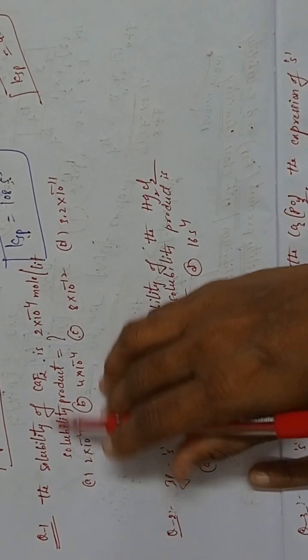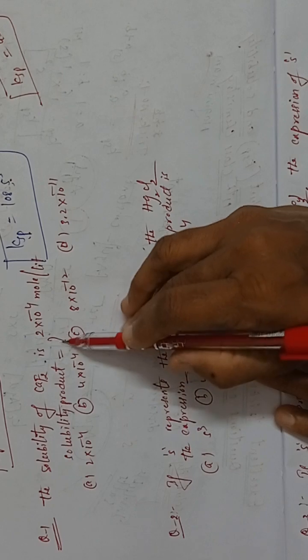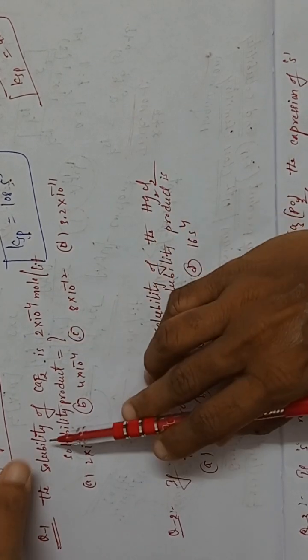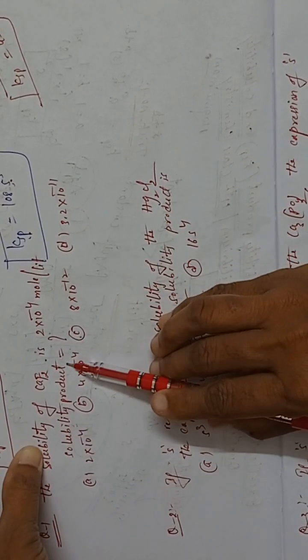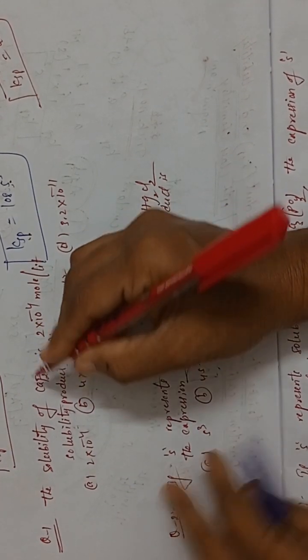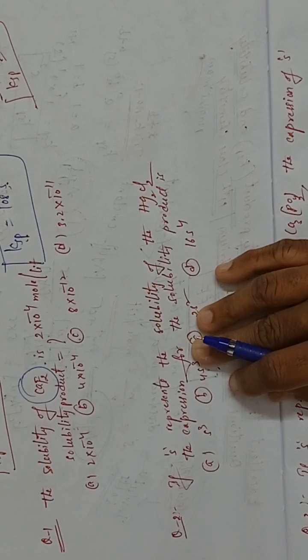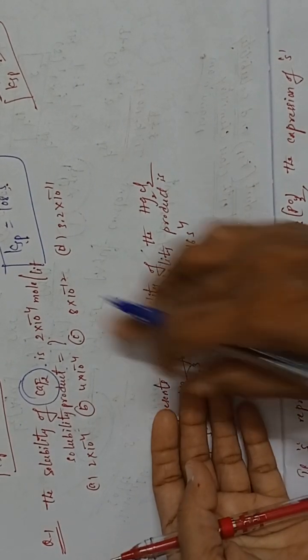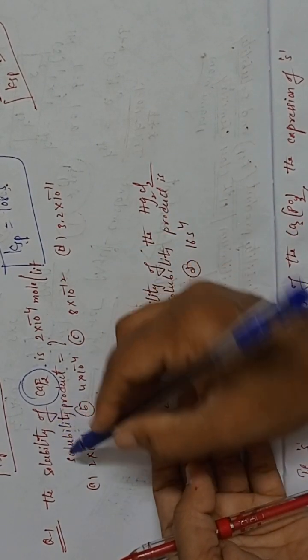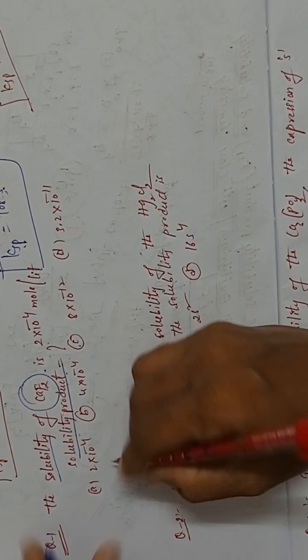See students, question number 1: the solubility of CaF2 is 2 into 10 power minus 4 mole per liter. We have to find the solubility product. So solubility is given, solubility product we have to find. What is the salt given, students? CaF2 is the given salt. First you calculate for CaF2. What is the relation between solubility and solubility product constant? Calculate the relation by using trick number 1.